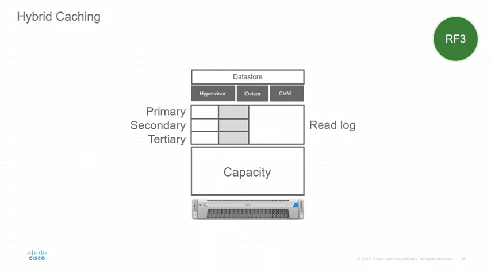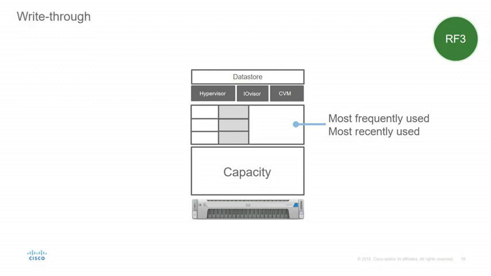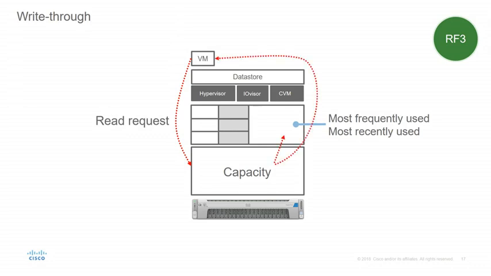The write cache is separated in the same way as in the all-flash HyperFlex, but most of the cache drive is reserved for the read log. In a default hybrid deployment, the read log is used for the most frequently used information as well as the most recently used information. This is the so-called write-through operation. When information is read from the capacity drives, that information is also copied to the read log, as it is forwarded to the VM. The information that is often used is also retained in the read log as the most frequently used information.